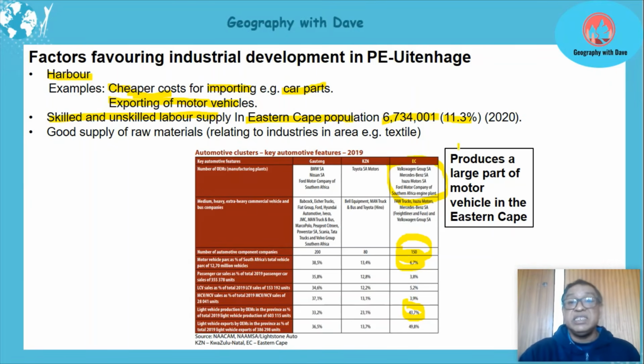Now, I know this is the Eastern Cape. It produces a large amount of parts and a large part of motor vehicles in the Eastern Cape. When I say produces, I'm referring to Port Elizabeth. So Port Elizabeth may not have this, Uitenhage may not have this figure, but a significant amount of this figure is found in the PE-Uitenhage area. So this figure is for the Eastern Cape, but of course a significant part comes from the PE-Uitenhage area. It's massive, learners.